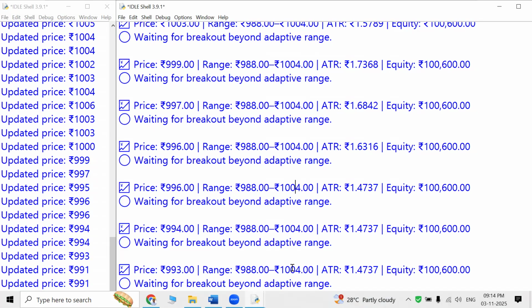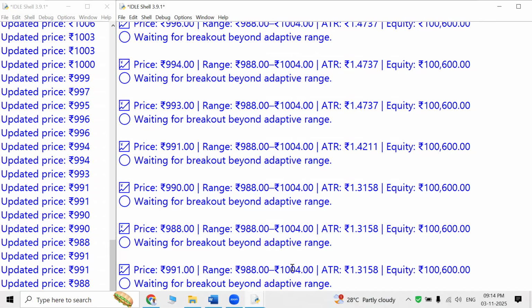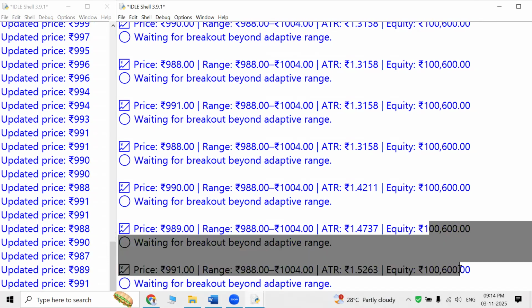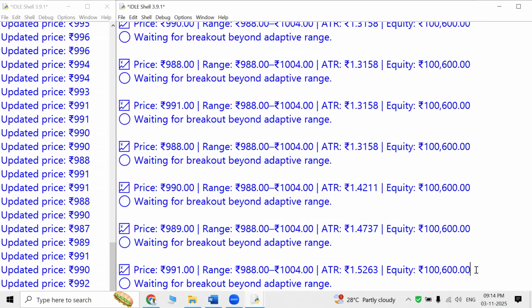I have added one more thing here. If I want to stop this algo anytime, I have put one control in my hand. If I press that button, automatically this algo stops and it will tell me the profit and loss statement. So currently we are in a profit of 600 rupees. One cycle has taken place. Again, it's waiting for price to either break down on the lower side or the upper side. So until it breaks, it is not going to trade at all.